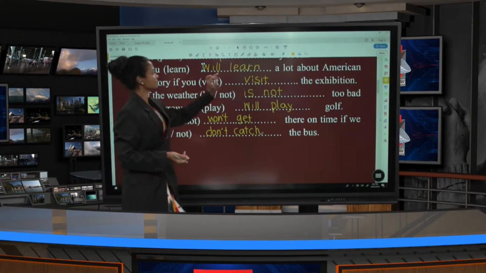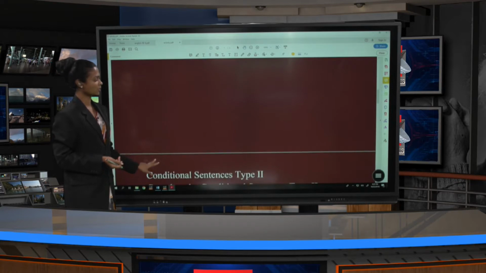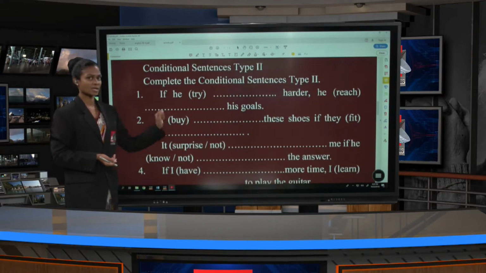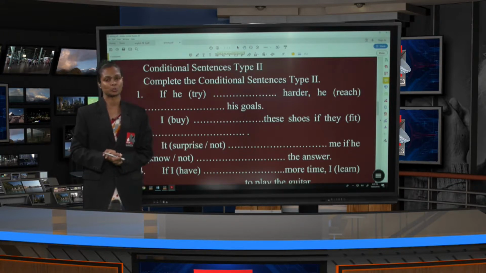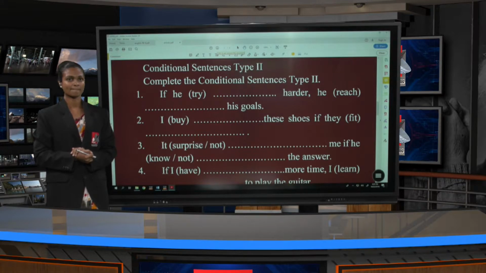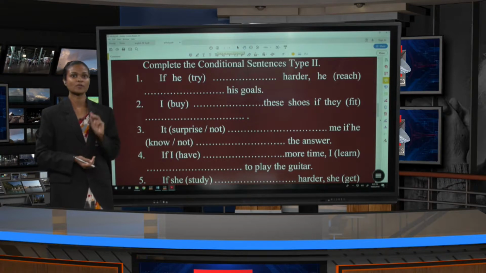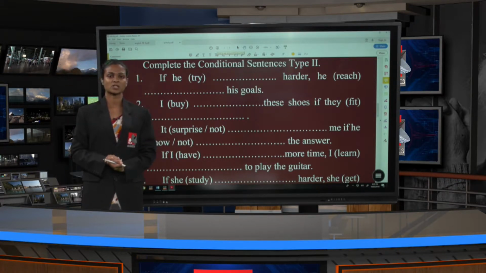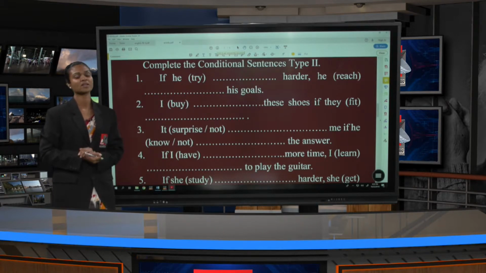Right. Then we will move to the next activity. Conditional sentences type 2. Complete the conditional sentences type 2. Right? All the sentences are under type 2. So, first go through the first 4 sentences and try to write the correct answer or try to guess the correct answer.